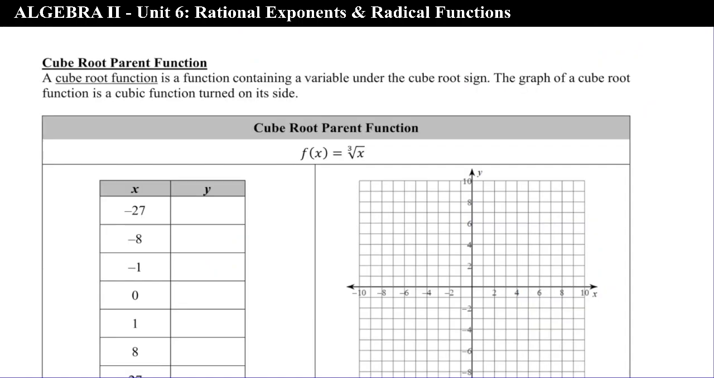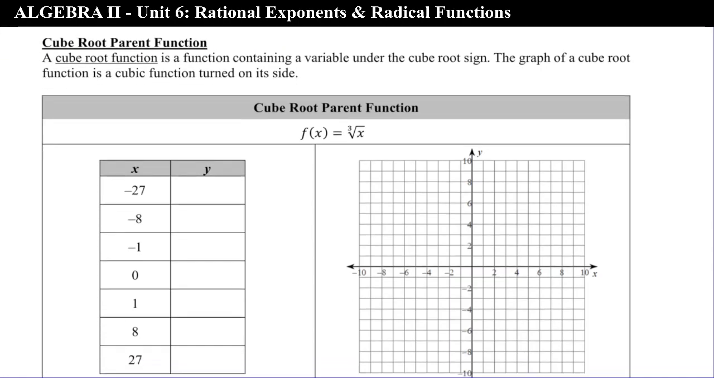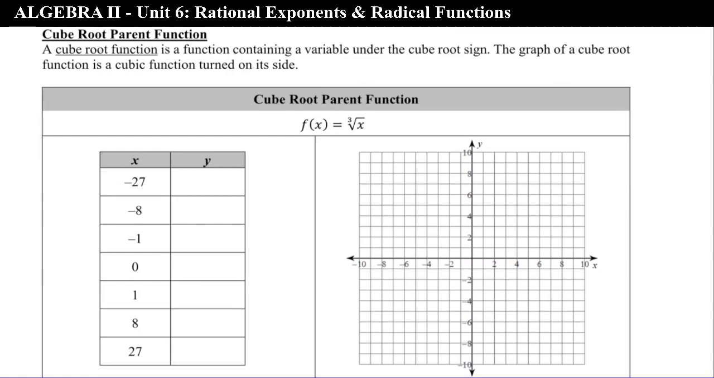Well, let's also talk about the cube root parent function, okay, because it's also a radical. Let's take a look at how that looks. A cube root function is a function containing a variable under the cube root sign. The graph of a cube root function is a cubic function turned on its side. So let's go through these x values. The cube root of 27 is 3.